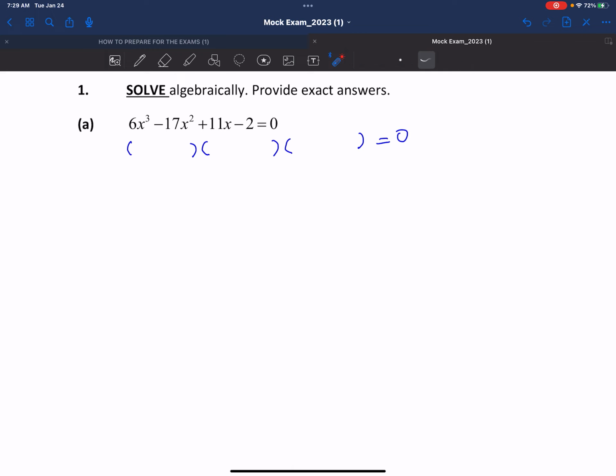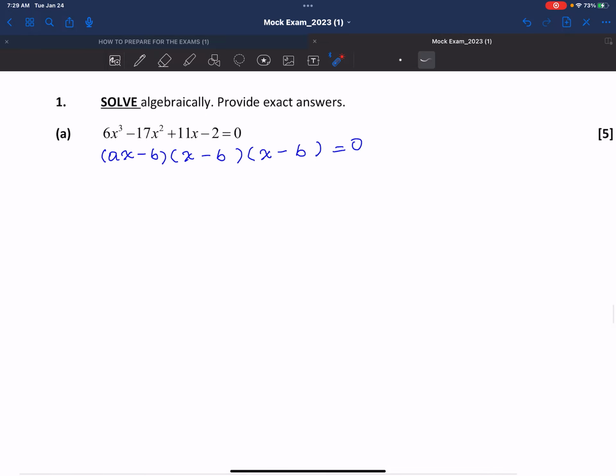Since this is a third-degree polynomial equation, each factor will be in linear form. And the linear forms we're looking at are ax minus b or x minus b. So it could be a combination of the two types of linear equations, which means with a slope of 1 or with a slope different than 1. Now, how do we search for these factors? How do we figure out what these coefficients are in order to solve the equation?